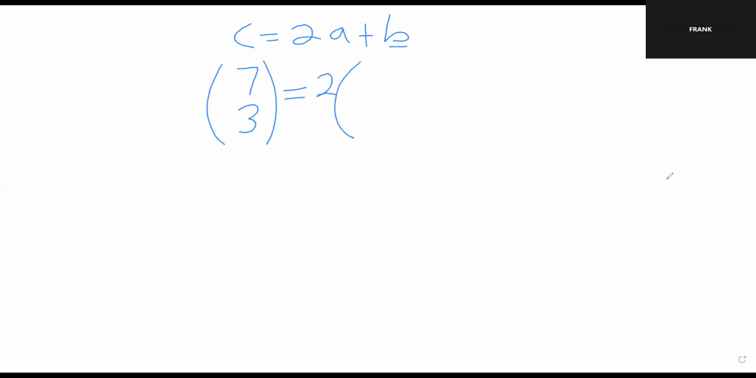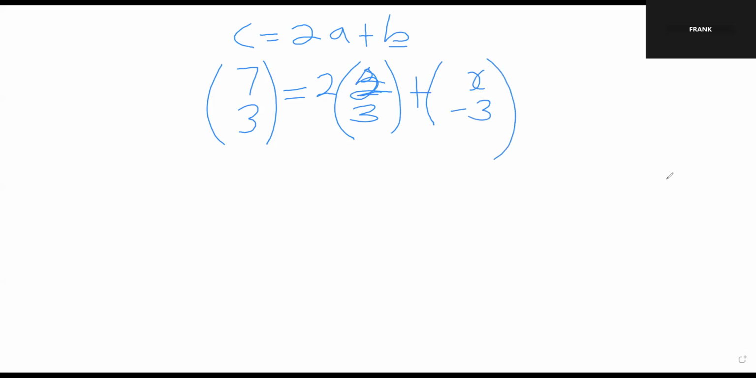Okay, so the first question is asking us to find the value of x. C equals 2A + B. Now C is a vector. Vector C was given in the question as (7, 3). Then you have 2 times the vector A, which is (2, 3) in the question, plus vector B, which is (x, -3).